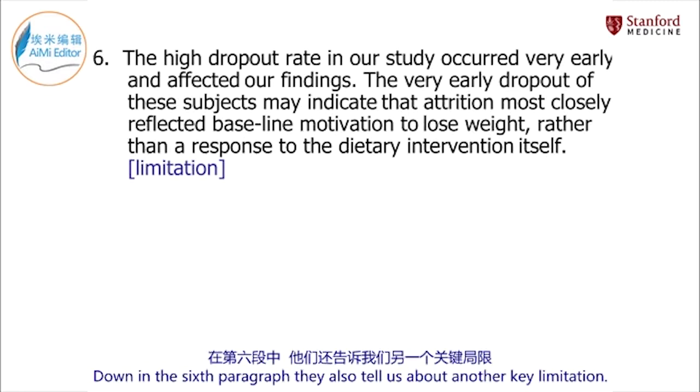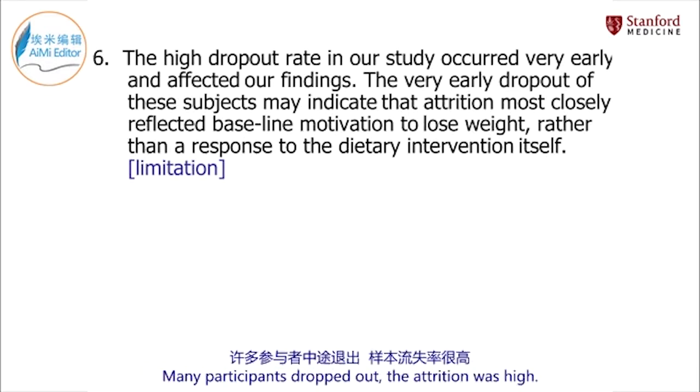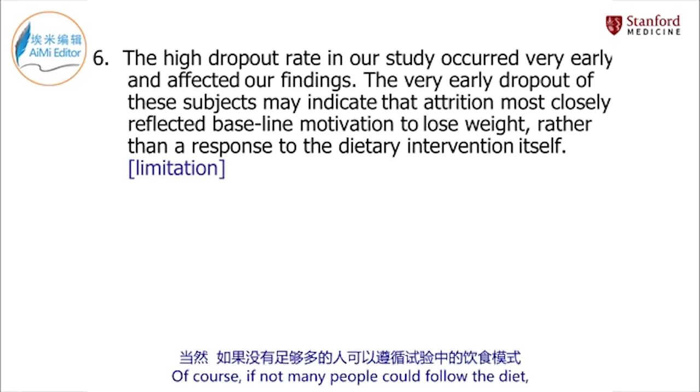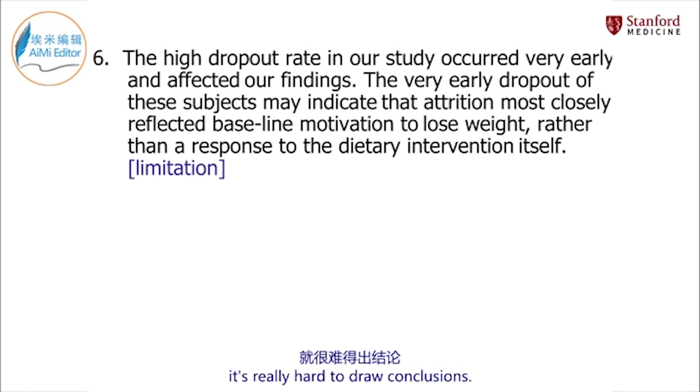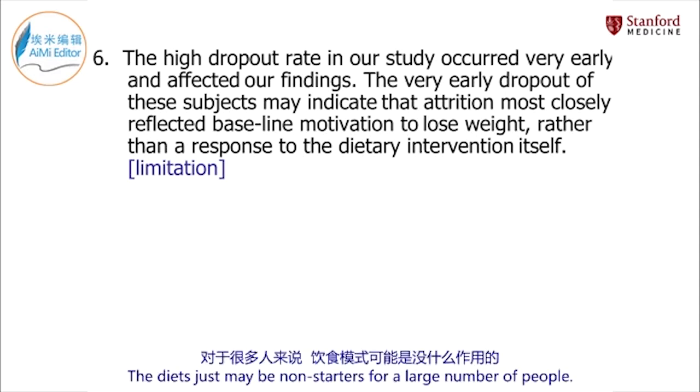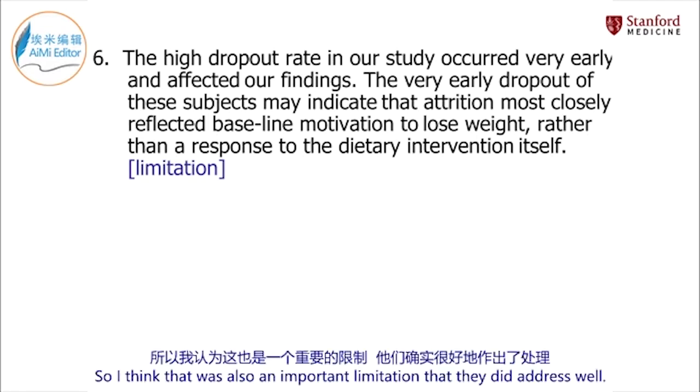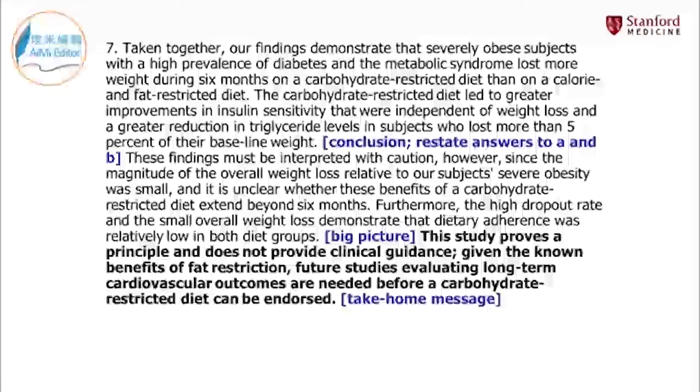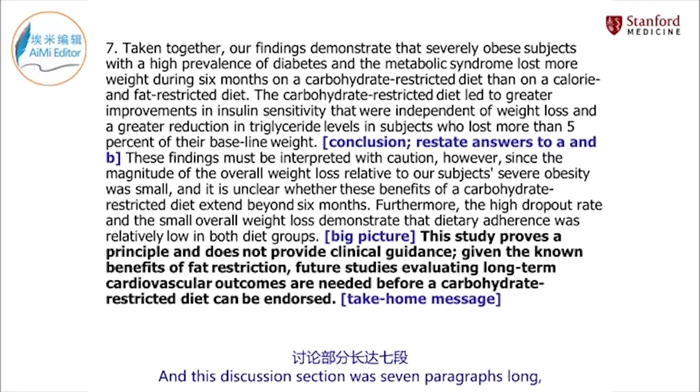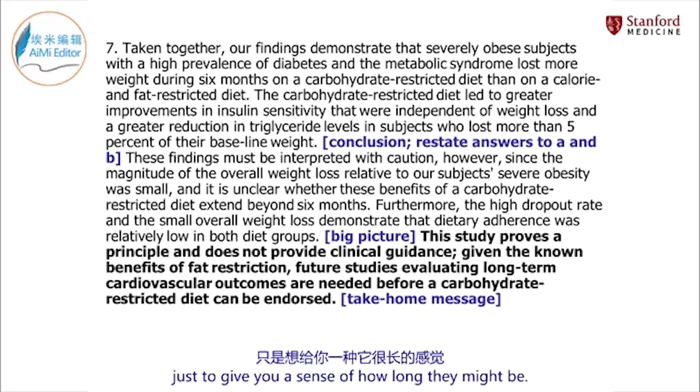Down in the 6th paragraph, they also tell us about another key limitation. Many participants dropped out. The attrition was high. Of course, if not many people could follow the diet, it's really hard to draw conclusions. The diets just may be non-starters for a large number of people. So I think that was also an important limitation that they did address well. And this discussion section was 7 paragraphs long, just to give you a sense of how long they might be.